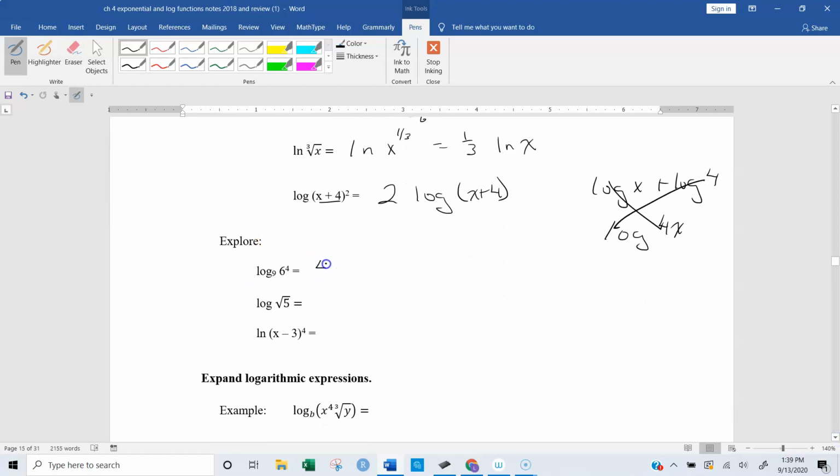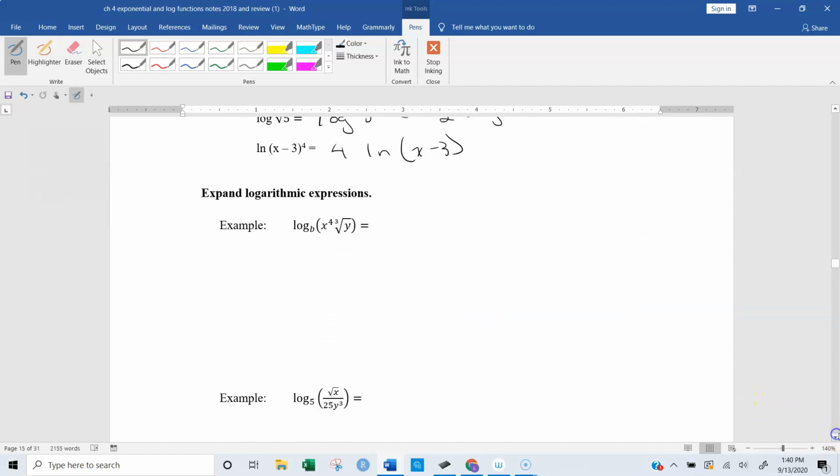You should have brought the 4 down in front: log base 9 of 6. You should have changed the square root of 5 to a 1/2 power and carried it in front, 1/2 log of 5. And now the 4 goes in front of the natural log of x minus 3. Well done. Okay, next, a little bit longer is all.